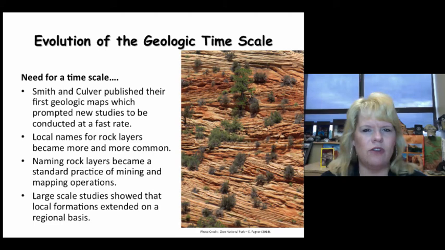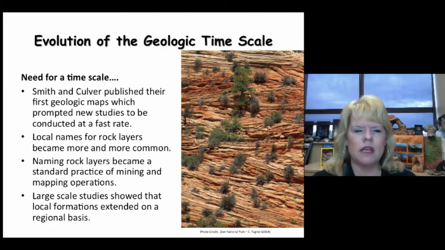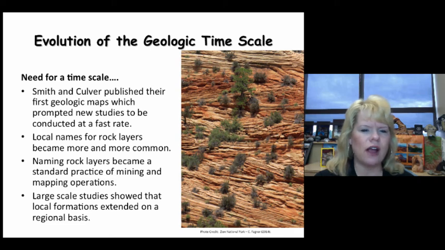So how did the evolution of the timescale really become a reality? Well, William Strata Smith had some helpers that helped him develop those first series of geologic maps in and around 1815-ish. And once those maps were published and available for people to utilize, the value clearly became transparent as to how this could be used for economic gain.